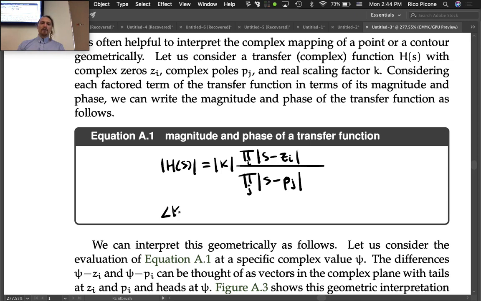If you want to know the phase of the transfer function, you have to take the sum of the phase of s minus zi, minus, since the poles come back negative, the sum of all of the phases of s minus pj.